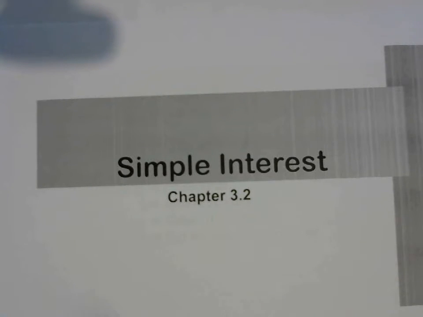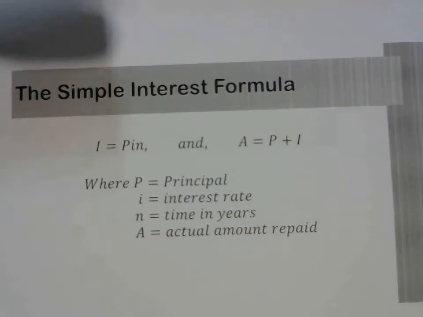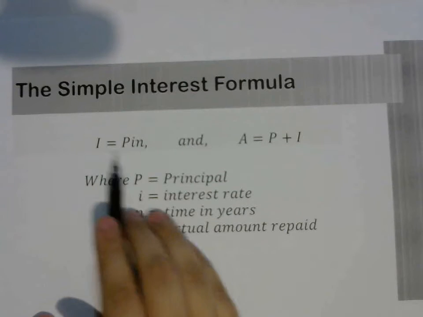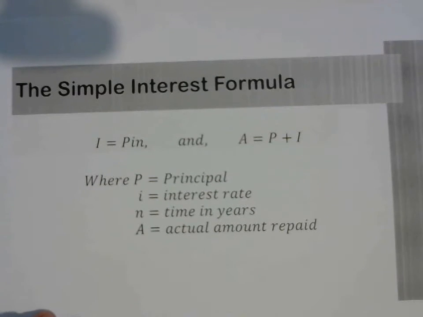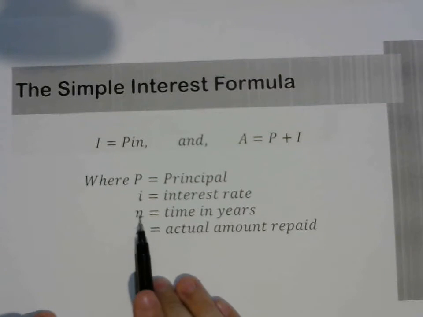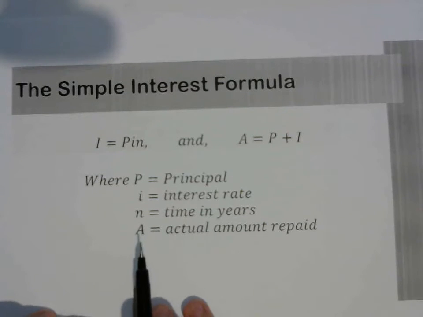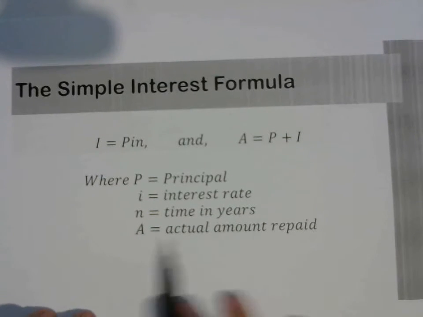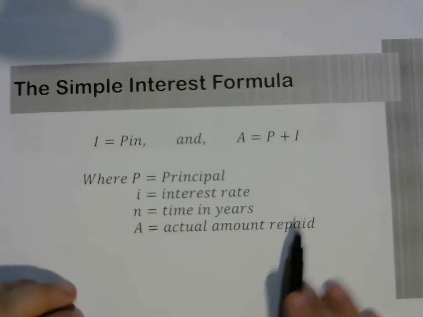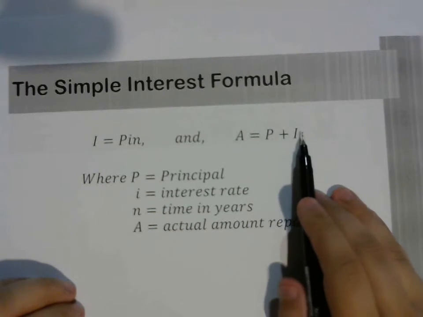In this video I'm going to show you how to rearrange the simple interest formula. Just a reminder, this is the simple interest formula. I equals PRN, where P is the principal, R is the interest rate, N is the time in years, and A is the actual amount repaid should you need it, which is calculated by adding the principal and the interest.